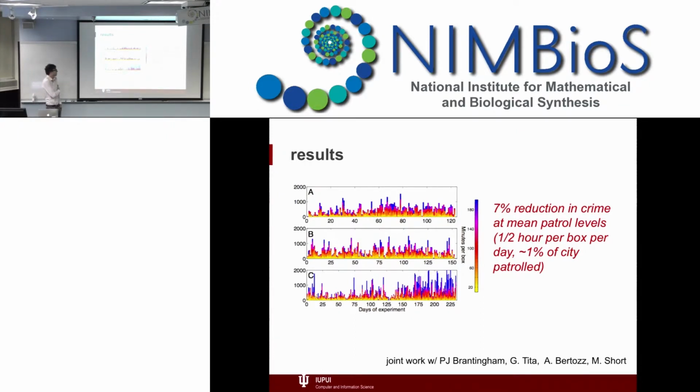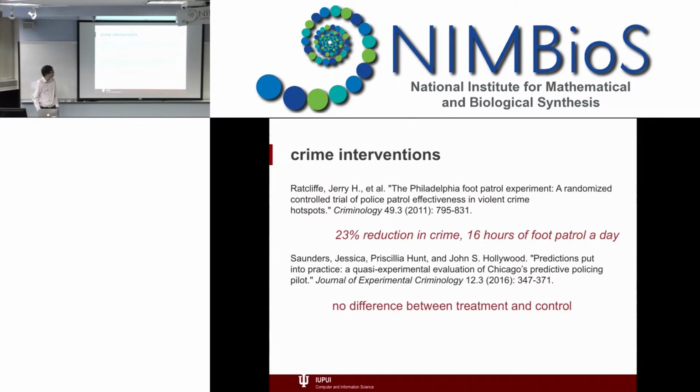Even with that limited amount of time, in this experiment at least, they were able to get a 7% reduction in burglary and auto crime, patrolling about 1% of the city for a half hour a day. If you have enough resources to patrol longer, as in the Philadelphia Foot Patrol experiment, where they were sending cadets into these hotspots for 16 hours a day, they got a much greater crime rate reduction.